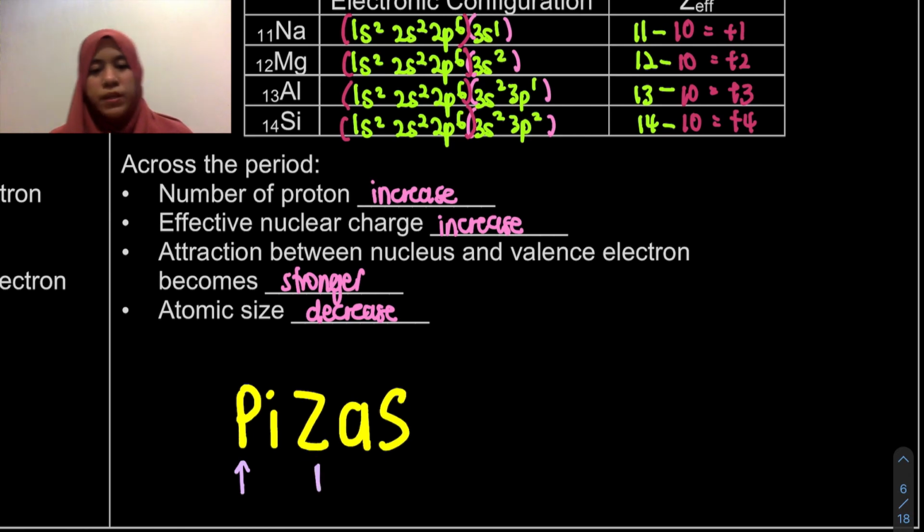So when the attraction between the nucleus and valence electron increases, the atomic size will decrease, because the valence electron gets closer when the attraction becomes stronger. If the attraction is weak, the electron is further away. So that's why the atomic size increases.